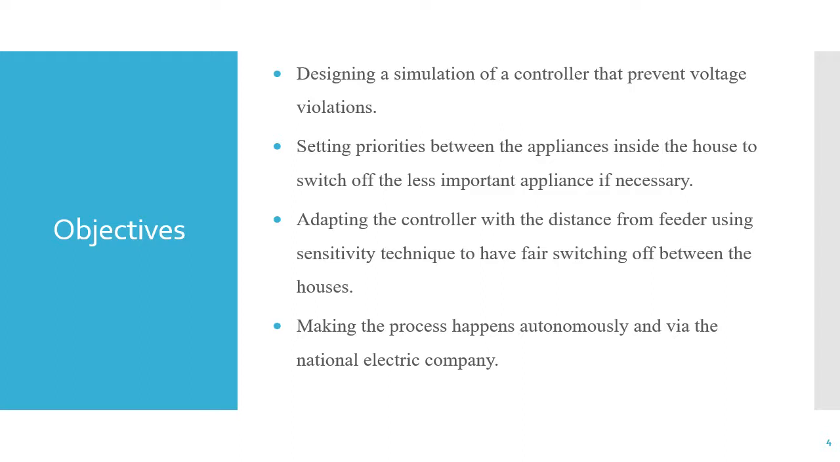Third, adapting the controller with distance from the feeder using a sensitivity technique to have fair switching off between the houses. The voltage is not equal in the houses of the network, so we will use sensitivity to take action. Finally, making the process happen autonomously and via the National Electric Company to save time and effort and have better results.